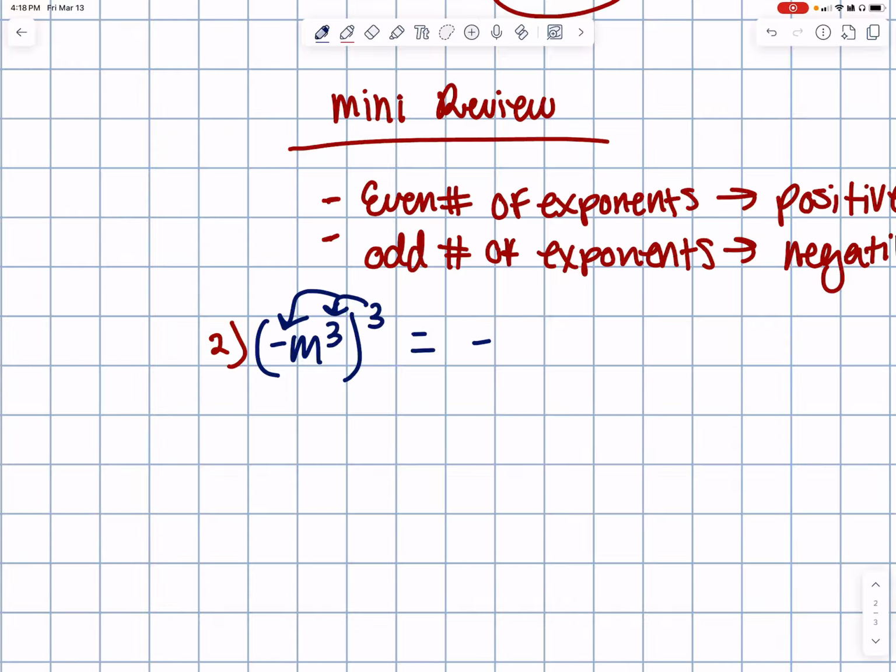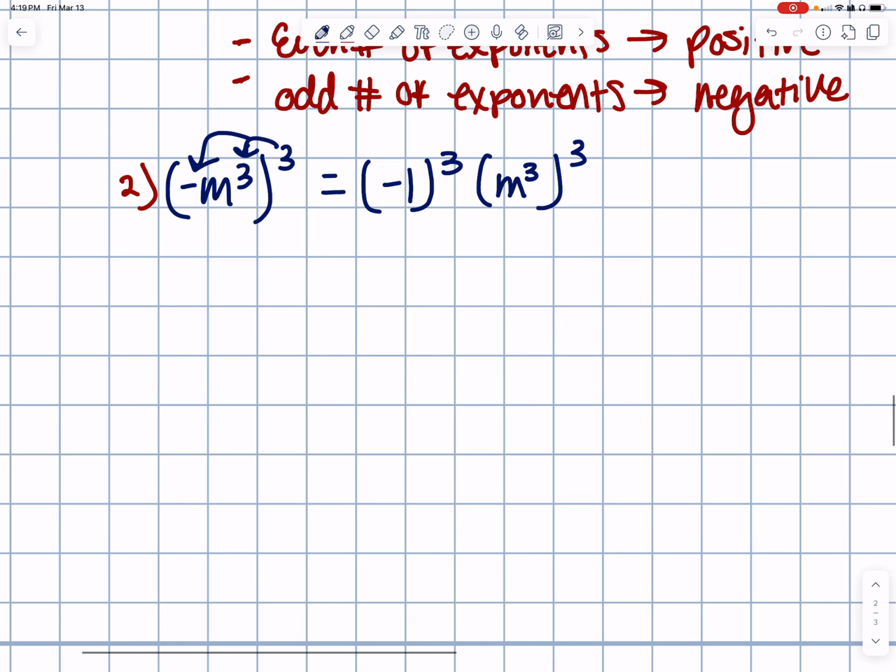So it'd be negative 1 to the third power and m to the third power to the third power. I know hearing it sounds crazy, but when you look at it, it's not that bad. It's not that bad. And so we did that.